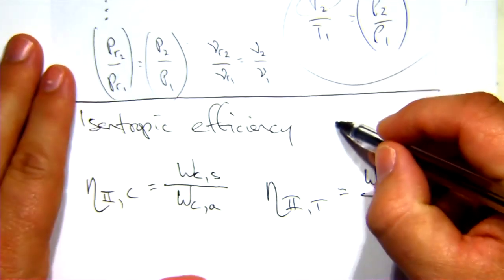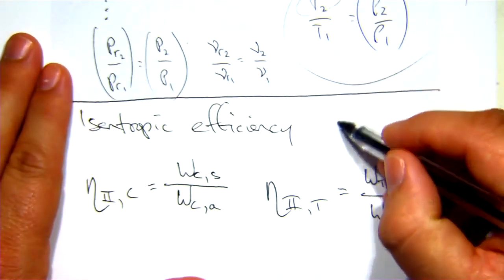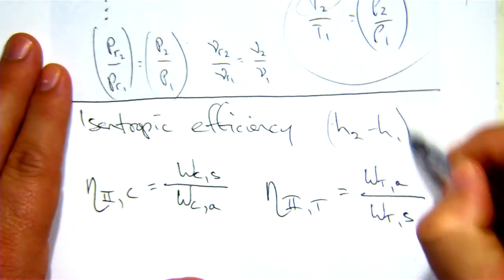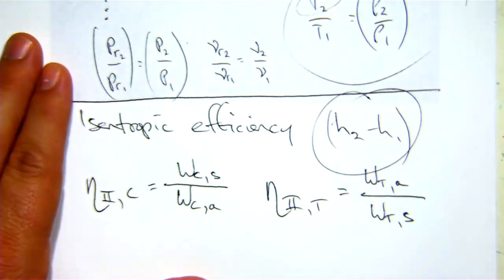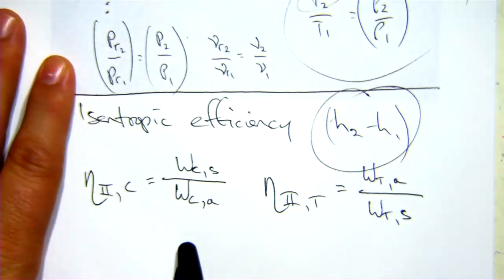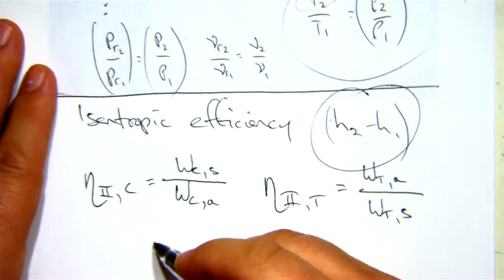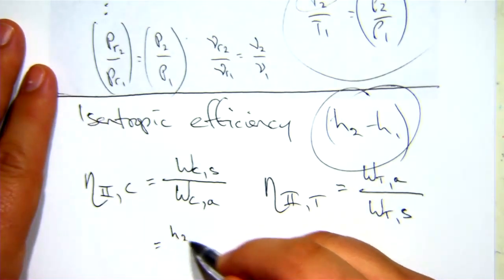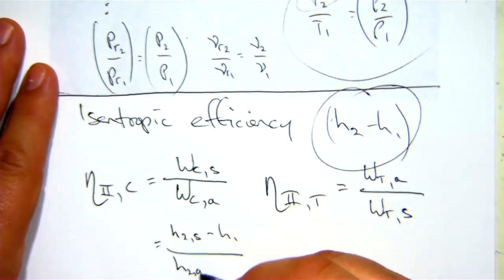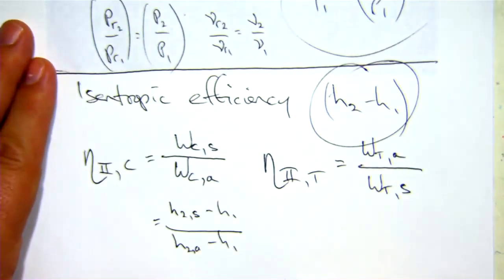For a compressor or a turbine, we've got the work being delta H. So I evaluate these with my enthalpy 2 and my enthalpy 1, with my difference in enthalpy. And so I would be writing H2S minus H1 over H2A minus H1, for example.